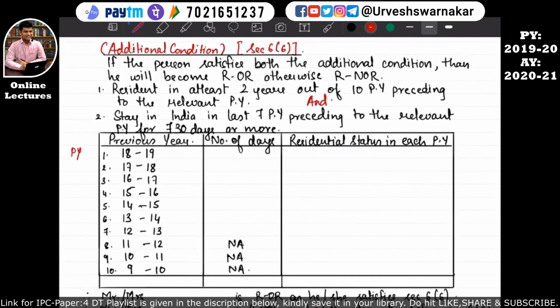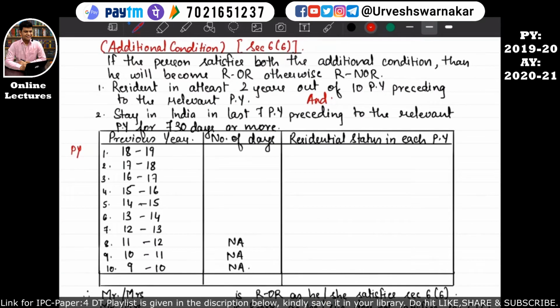So here also in previous year 18-19, and every year before that, up to 10 financial years, that means from 1920 till 10-11, he had the practice of visiting India for at least 100 days each year. So that means for previous year 18-19 he will also be resident in India.